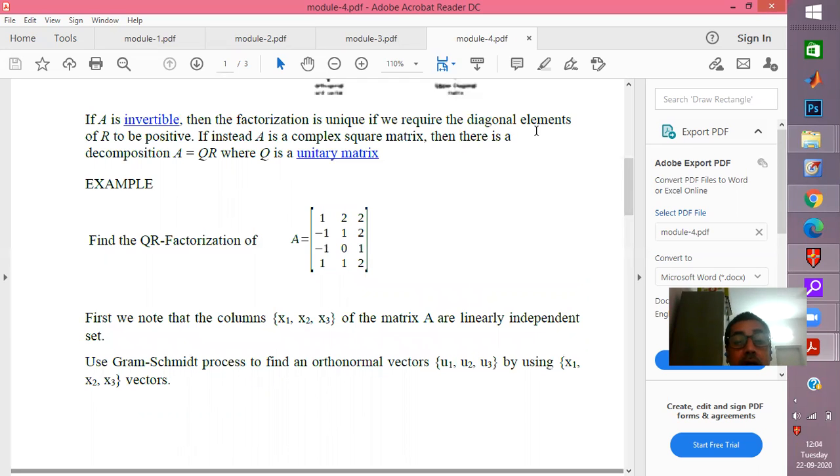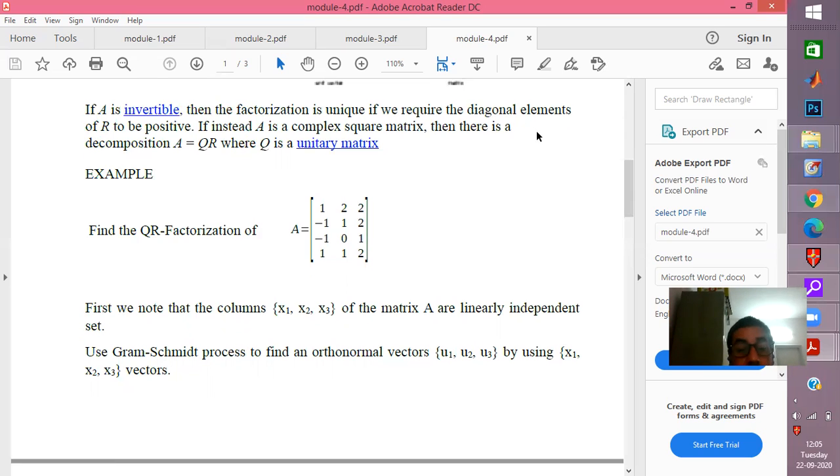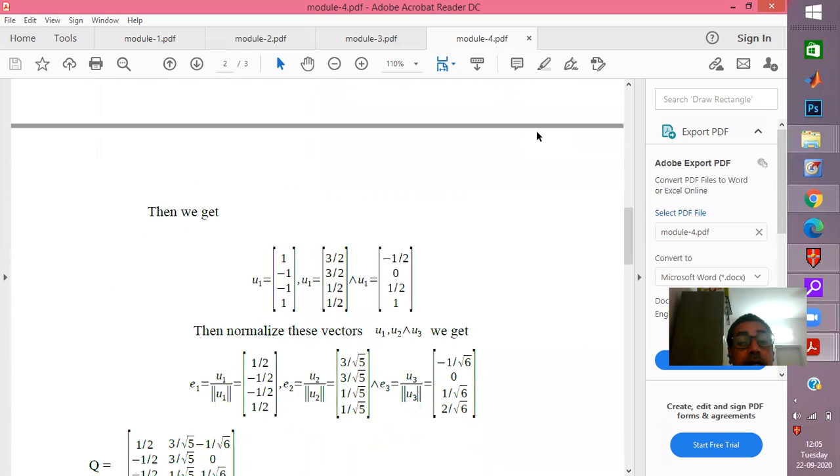This is a matrix with 4 rows and 3 columns. The first important thing to understand is that the columns of A should be linearly independent. Otherwise, there cannot be a QR factorization. So what we do is we transform these 3 column vectors, which at the moment are not orthogonal to each other, into 3 mutually orthogonal vectors. All of us know we can transform a basis of vectors which are not orthogonal into a new basis with orthogonal vectors using the Gram-Schmidt process.